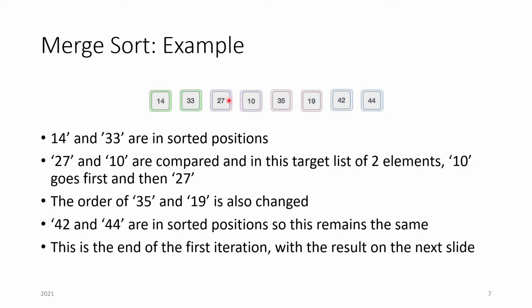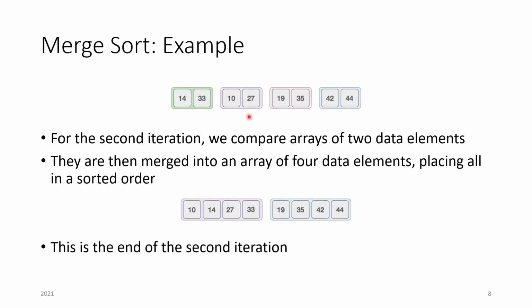27 and 10 are then compared, and you realize 27 is greater than 10, so these two have to swap. The 35 and 19, the same thing happens, these two have to swap, and 42 and 44 are already in order. Once all these swaps happen for each pair of values, this will be the end of our first iteration for our merge sort. The result will end up looking like this, where each pair of values is sorted from the least value to the greatest value. So this is where we sorted values in pairs.